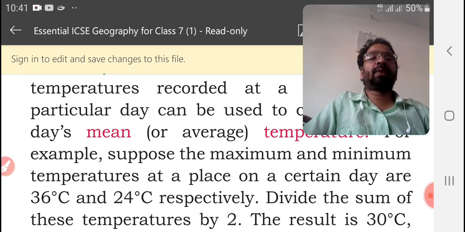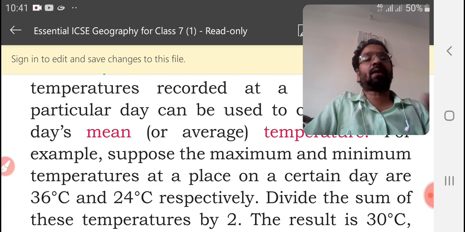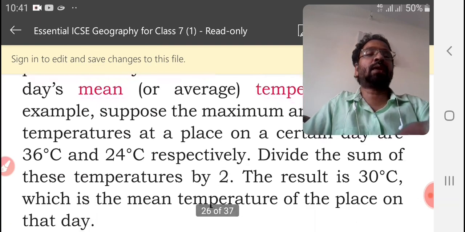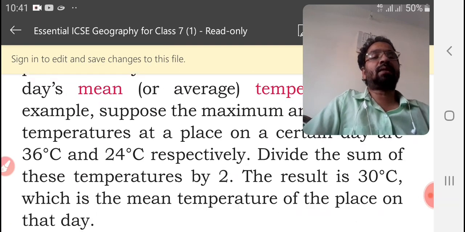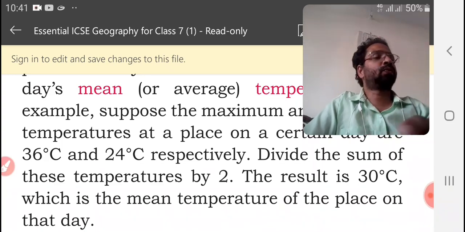Okay, how can we do it? For example, suppose the maximum and minimum temperature at a place on a certain day are 36 and 24 degrees Celsius, that is highest and lowest. Divide the sum of these temperatures by 2: first total it, then divide it. The result will be 30 degrees Celsius, which is the mean temperature of the place on that day. First you have to add both, then divide by 2.